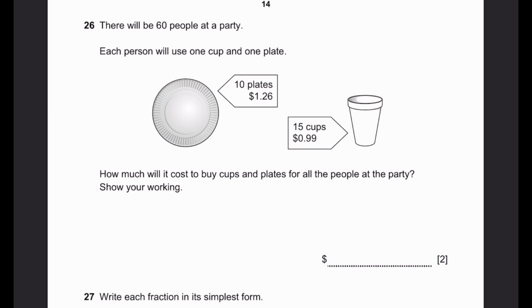Question 26. There'll be 60 people at a party. Each person will use 1 cup and 1 plate. How much will it cost to buy cups and plates for all the people at the party? Show your working. So it'll be 10 plates into 6 to get 60 plates, plus 15 cups into 4 to get 60 cups.